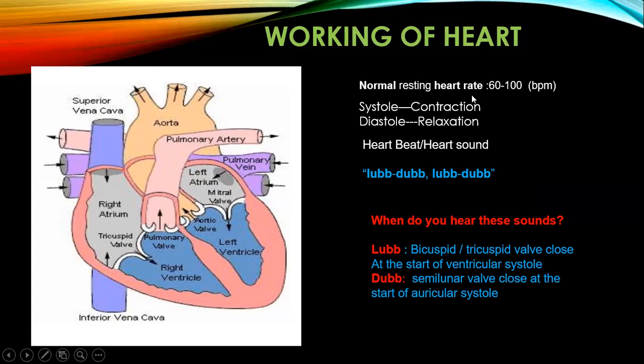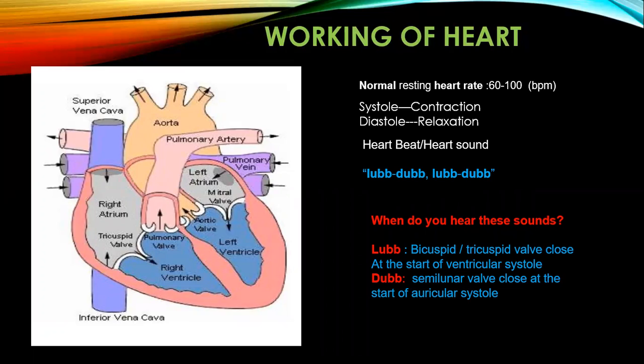In the normal resting state, your heartbeat rate is 60 to 100. That means if you're sitting idle, your heart will beat around 60 beats per minute. BPM is beats per minute. And if you're doing certain exercise or working, it may go beyond and reach up to 100 beats per minute. From where does this sound originate? These sounds originate because of the contraction and relaxation of the chambers of the heart.